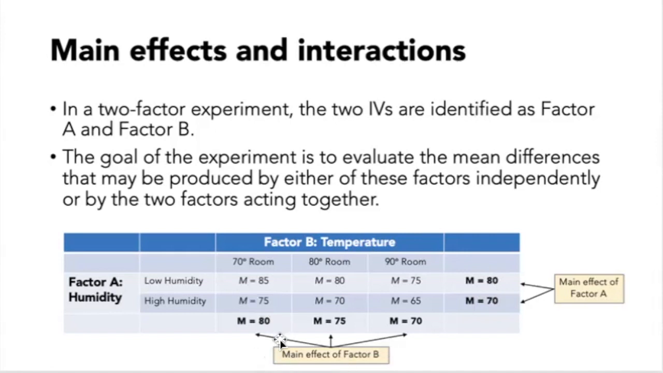And we can similarly observe the key differences between the three conditions, which are our three columns here, which is factor B. Factor B is the temperature. When the temperature varies from 70 to 80, 80 to 90, on average, we can see the performance has dropped from 80 to 75 and 75 to 70.